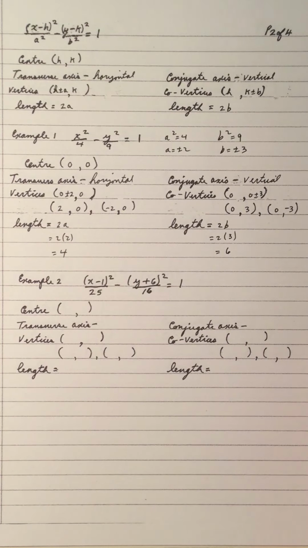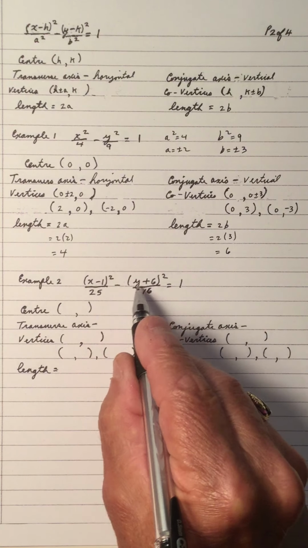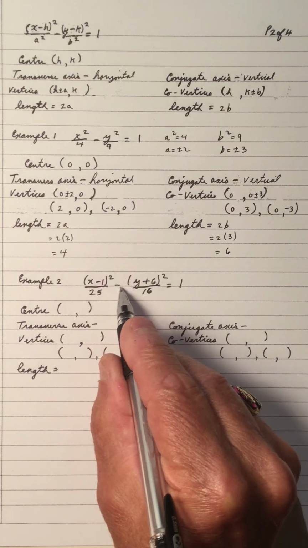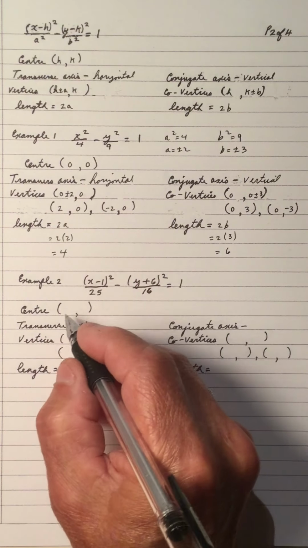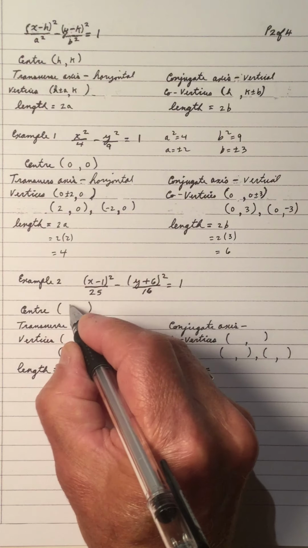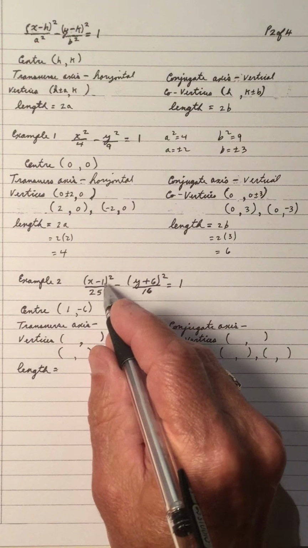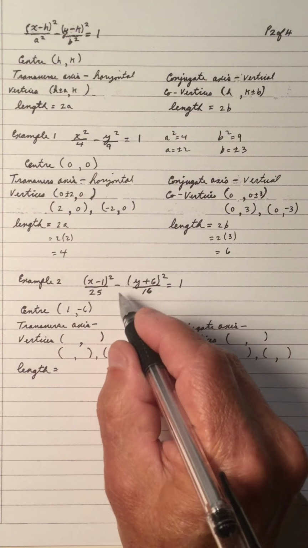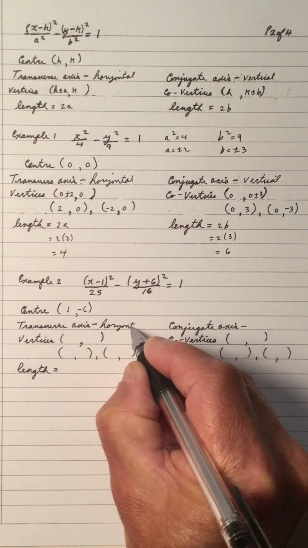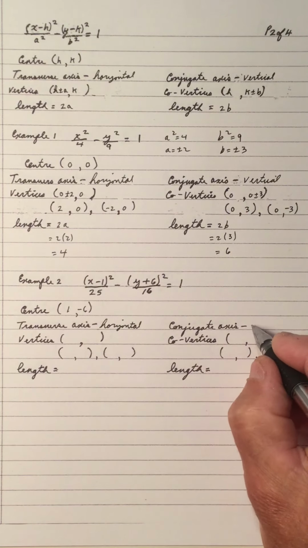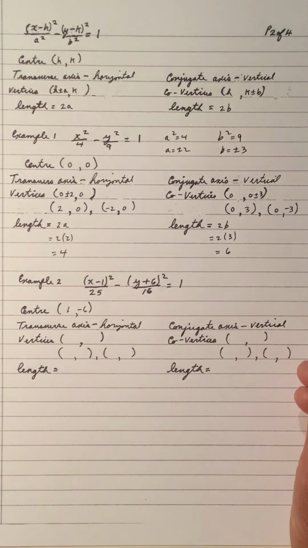So that's one example. Now let's do an example when the center is not 0, 0. So we have a hyperbola again. We have a plus and a minus. We have x squared right here. We have a y squared, so we have a hyperbola. So the center is the opposite of negative 1, which is 1. Opposite of plus 6 is a minus 6. The transverse axis, again, because the x is positive and y is negative, is horizontal. And the conjugate axis is vertical. Again, one is horizontal, one is vertical.